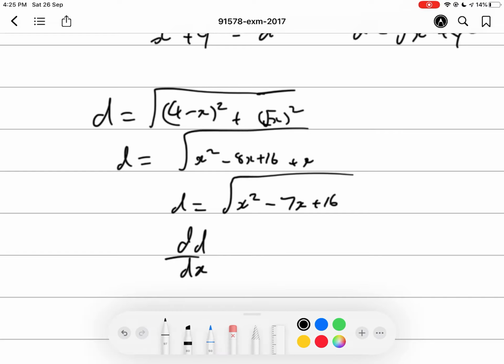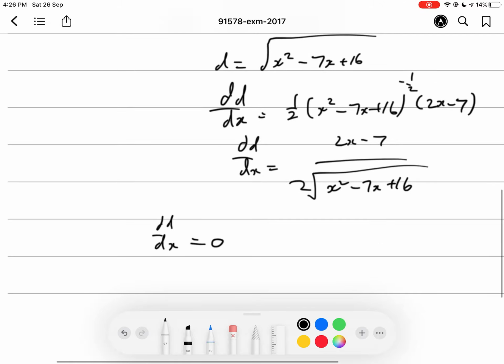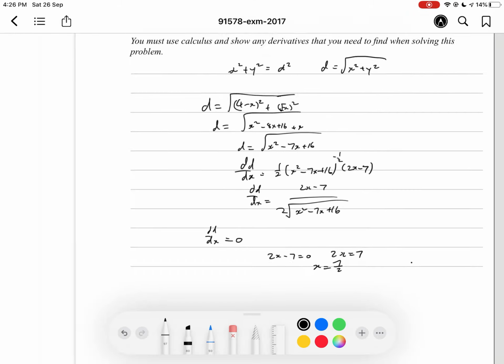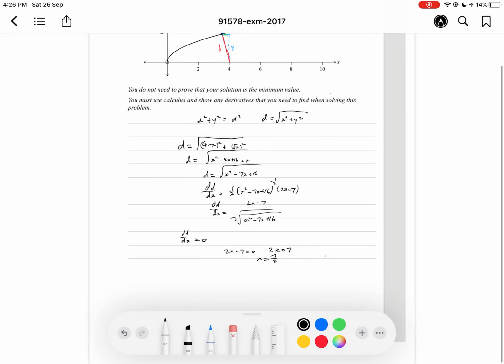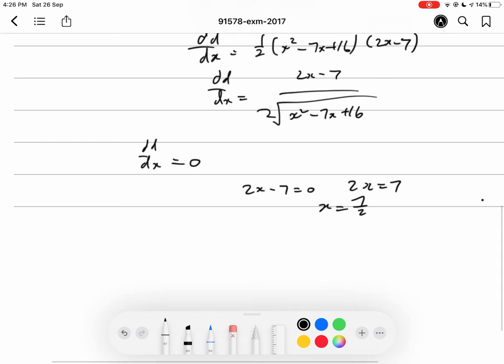So dd over dx equals 1 half of (x squared minus 7x plus 16) to the power of negative 1 half, times (2x minus 7). So we have dd over dx equals (2x minus 7) over the square root of x squared minus 7x plus 16, and we need to make it equal to 0. So 2x minus 7 equals 0, therefore 2x equals 7 and x equals 7 over 2. So 7 over 2 is our x coordinate, and if we substitute that into y equals the square root of x, we get the square root of 7 over 2. So the coordinates of P would be 3.5 and the square root of 3.5.